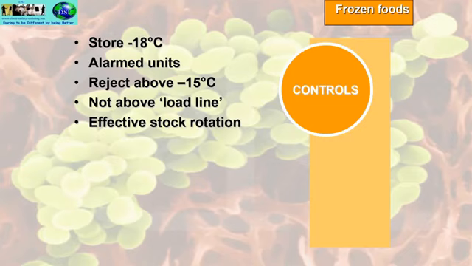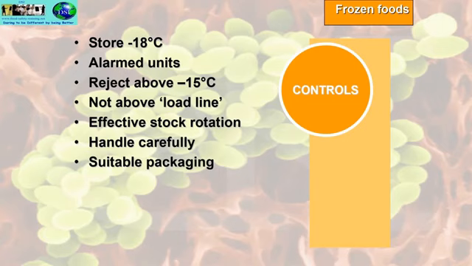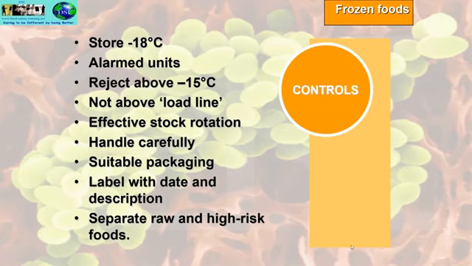Get effective stock rotation. Again, it's far better to use upright freezers than chest freezers, because chest freezers are easier to keep stock rotation going in some order. With chest freezers, everything sort of ends up at the bottom of the freezer. Handle carefully, use suitable packaging, label with date and description, separate raw and high-risk foods.